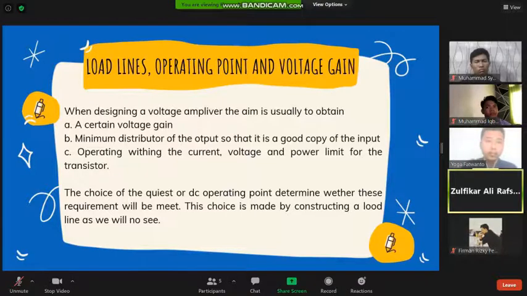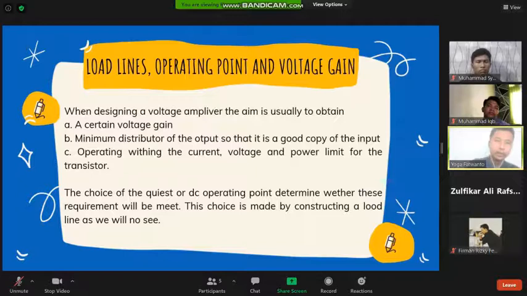Next is load lines. Okay, my part. The next presenter will be Zulfikar Ali Rafsanjani. Zulfikar Ali Rafsanjani, the time is yours.